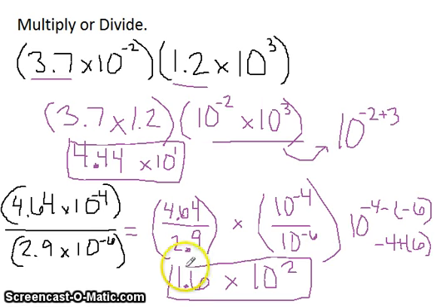And again, this answer is finished because it's in scientific notation. 1.6 is between 1 and 10, so I know that my answer is fine. That's the same type of rule you want to follow for all your multiplying and dividing scientific notation problems.